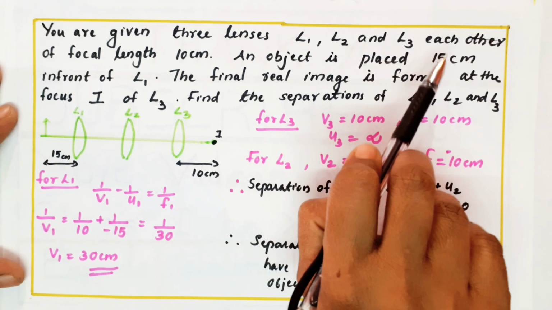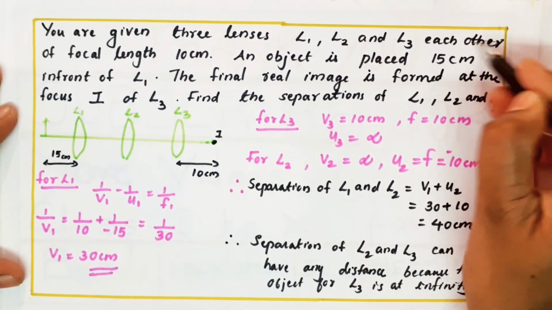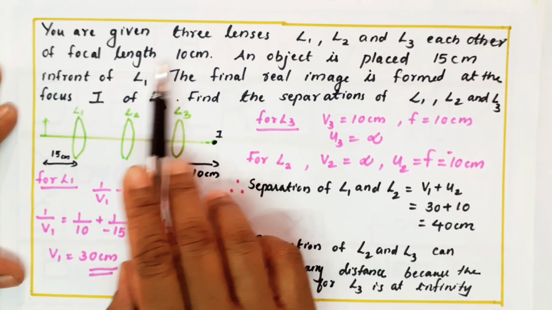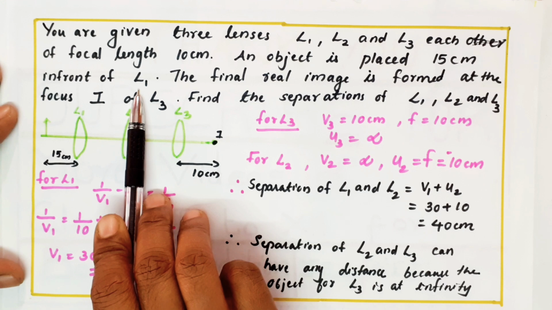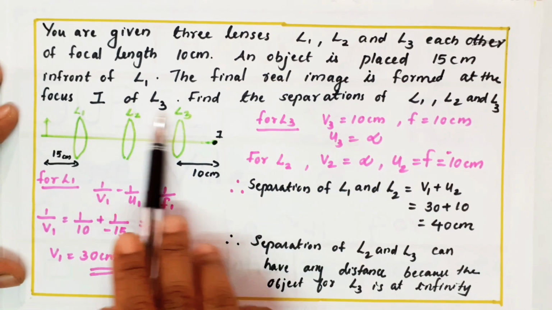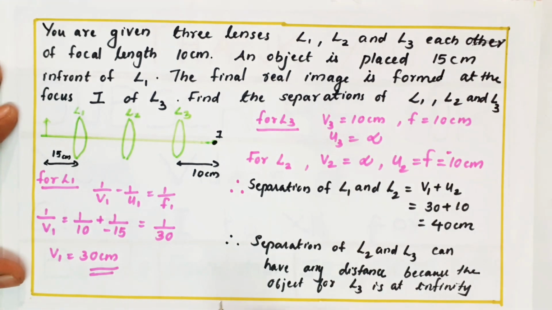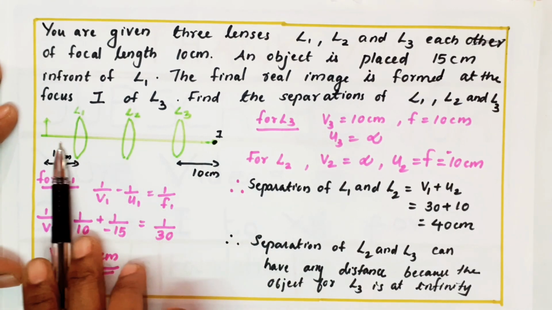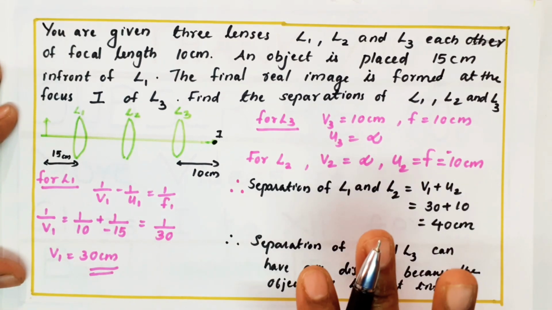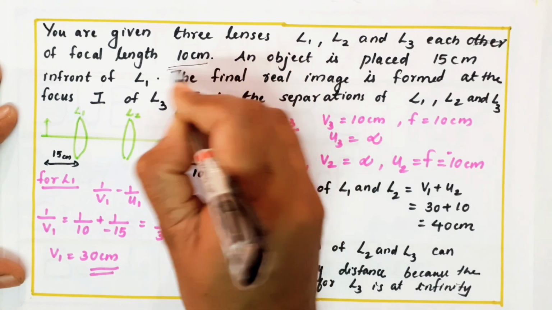An object is placed 15 centimeter in front of L1. The final image is formed at the focus of L3. What are the separations of L1, L2 and L3? Very important question. They have given three lenses like this and all focal lengths are the same. All the focal lengths are 10 centimeter.